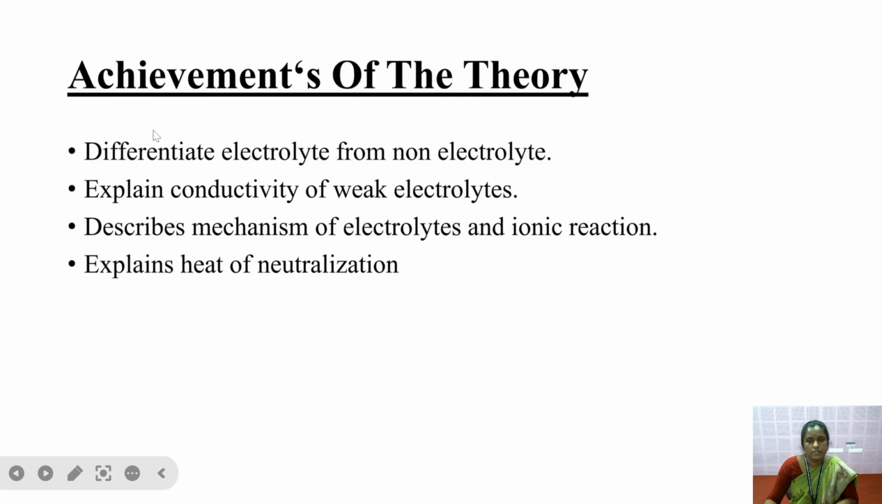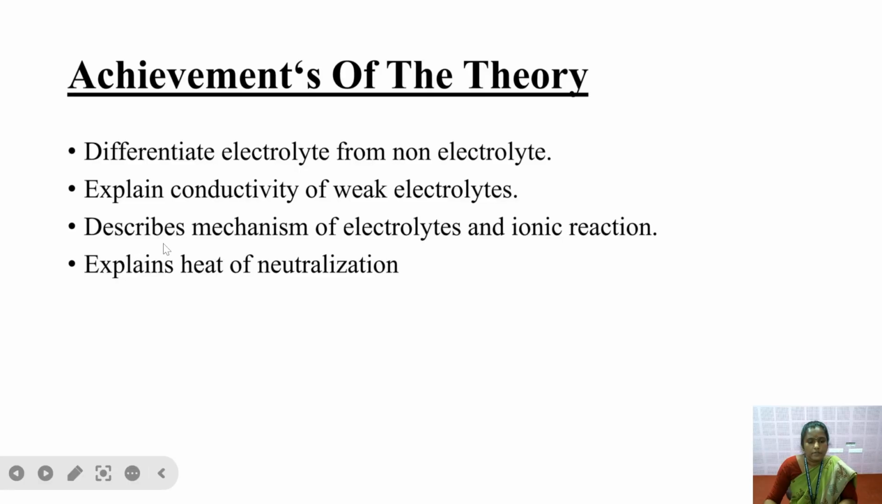Next, achievements of the theory. First one, differentiate electrolyte from non-electrolyte. So, you know electrolyte solution and non-electrolyte solution. Next one, explain conductivity of weak electrolytes. It explains only the conductivity of weak electrolytes. That is one of the achievements of this theory.